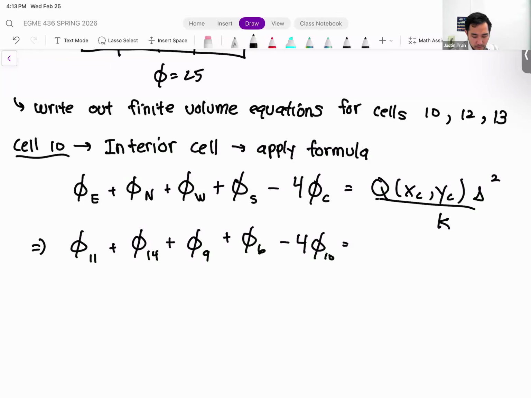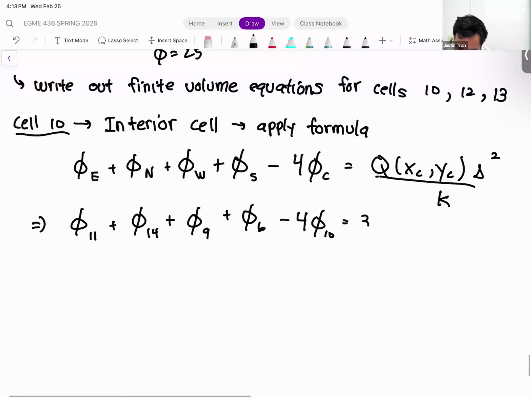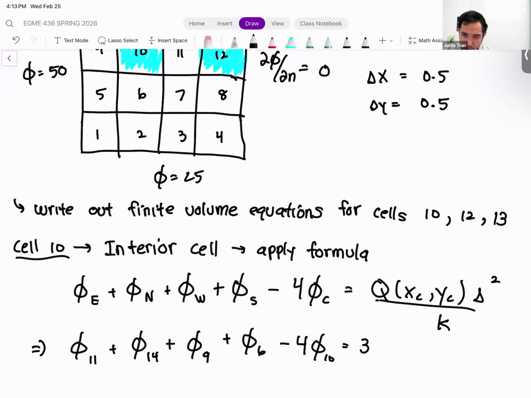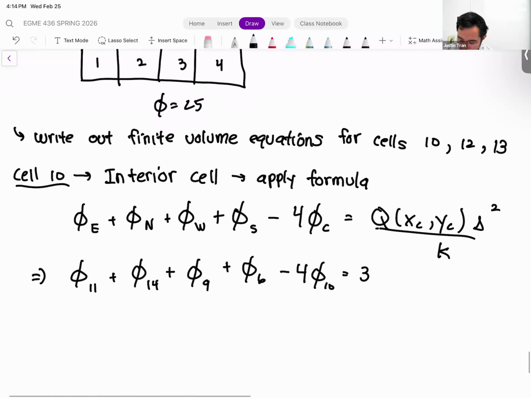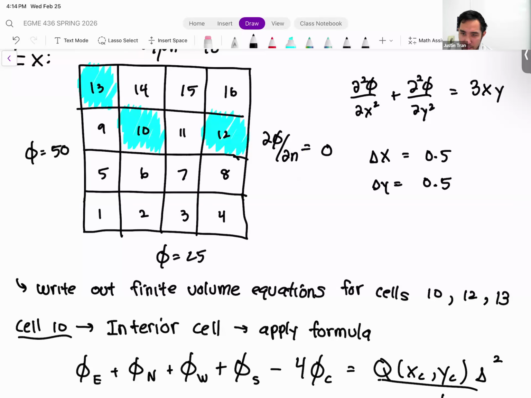All right, next we have our source term. Our source term in this case is 3xy. I'll only do this for the first cell, but just know that it's the same for everyone. Remember when we're computing the coordinates, this is going to be xc, yc. We're looking for the physical coordinates of the center of the cell. So we're looking at what is the x coordinate here, and then what is the y coordinate here.